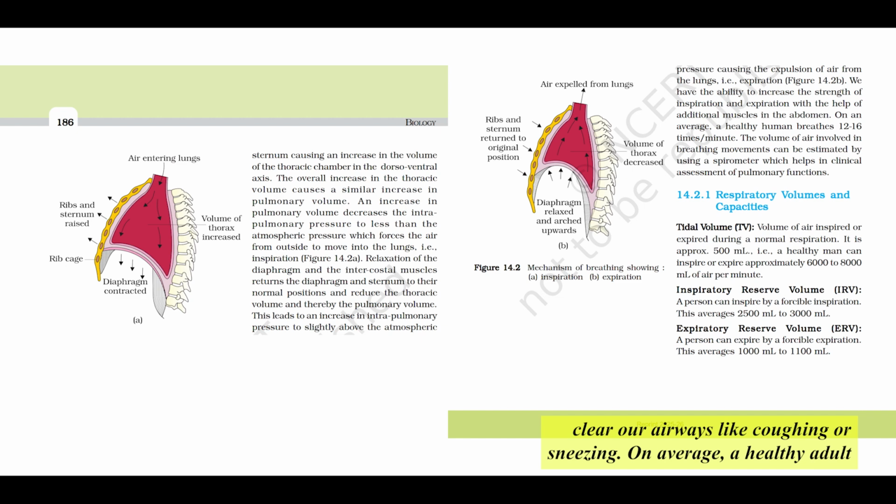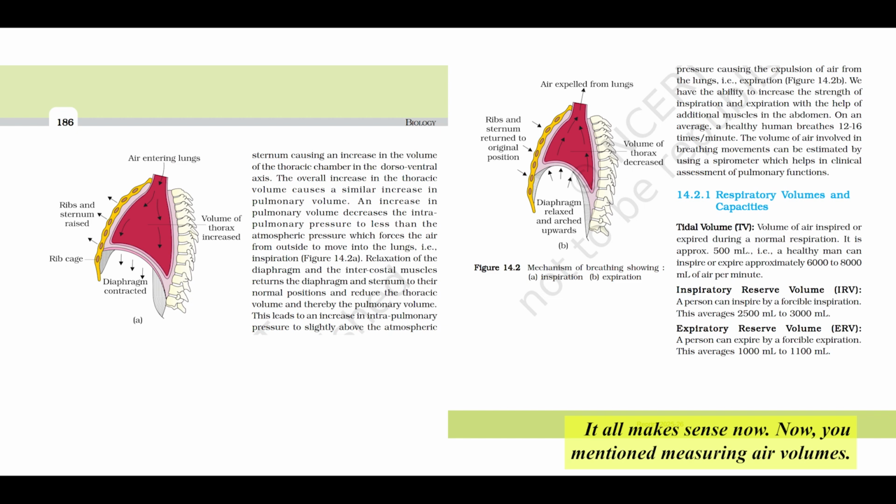On average, a healthy adult breathes about 12 to 16 times per minute at rest. This is a key value often asked in exams, so make a note of it. And we can actually measure the volumes of air involved in these breathing movements using a device called a spirometer. This instrument is really important clinically for assessing pulmonary functions, helping doctors diagnose lung problems. Understanding spirometry is directly linked to understanding how well someone's lungs are working. That's a very clear explanation of the mechanics. Pressure changes, muscle actions. It all makes sense now.